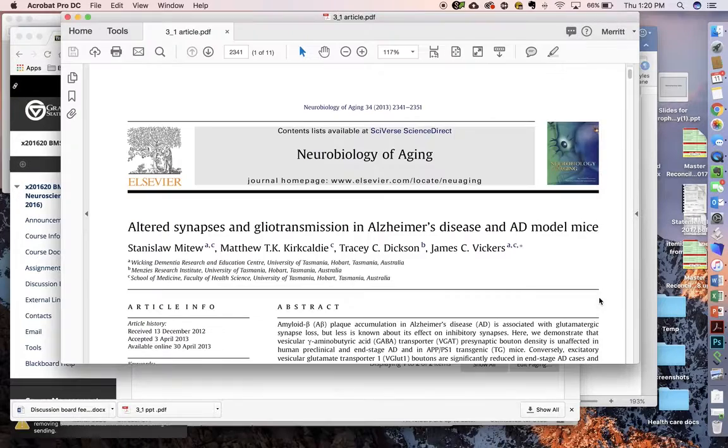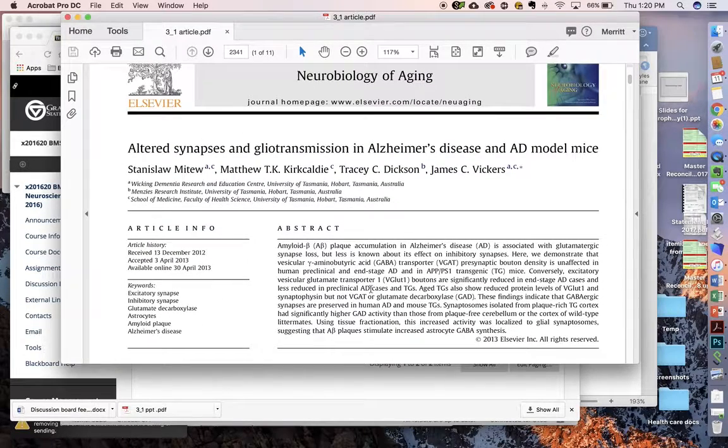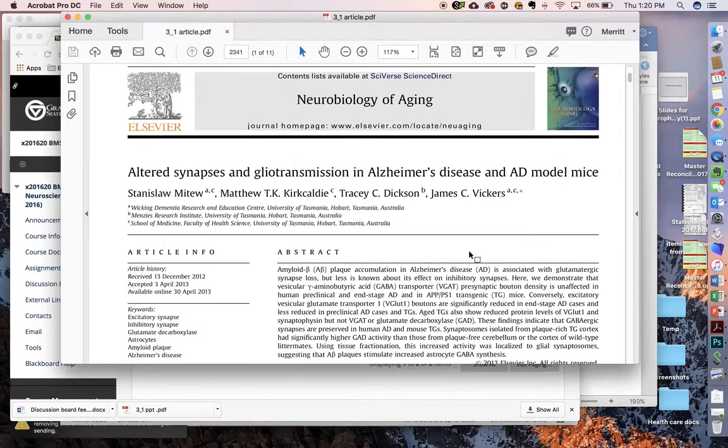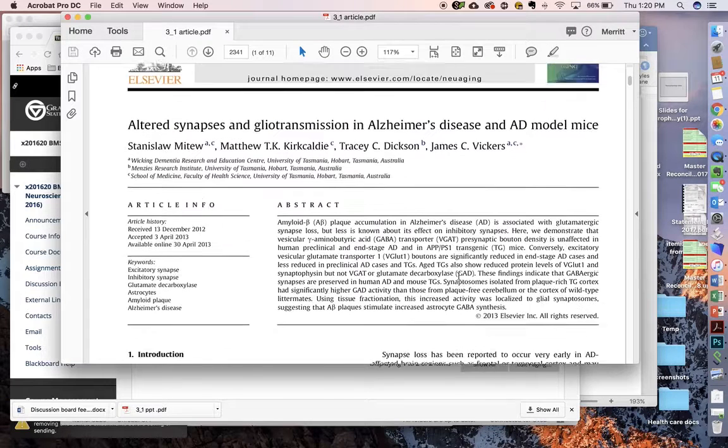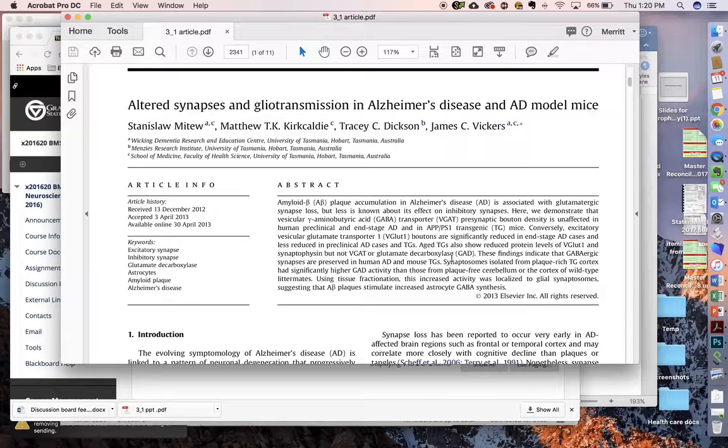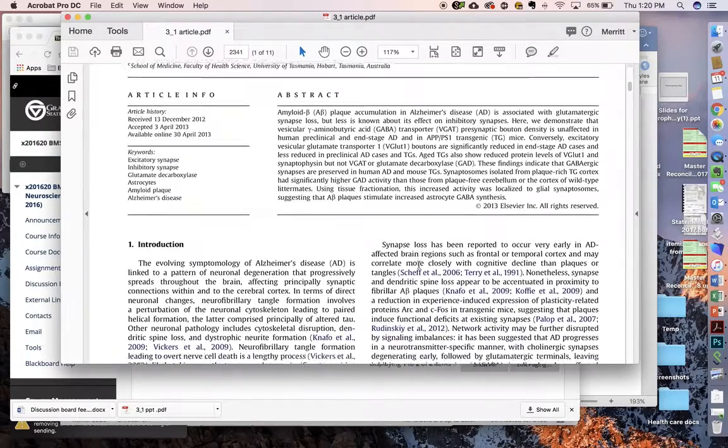So let's take a look at this 3.1 group that was back in 428 and see what they actually presented. So their article was on altered synapses and glial transmission in Alzheimer's disease using this Alzheimer's model mouse. And so this was out of the neurochemistry section, and they thought that their focus on GABA and the GABA transporter was a really interesting one to use, and we thought so too. So we basically said go ahead and present it.